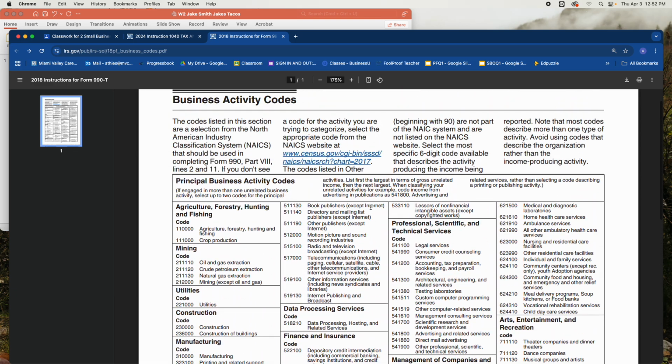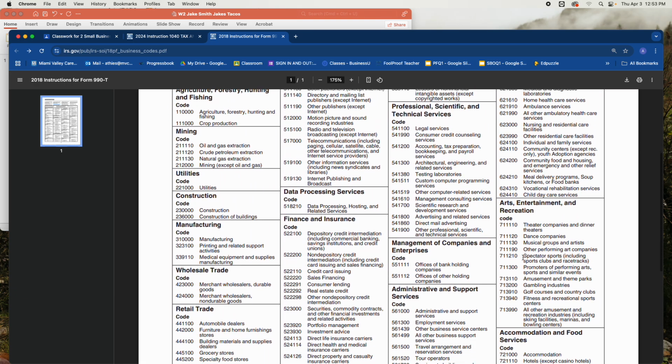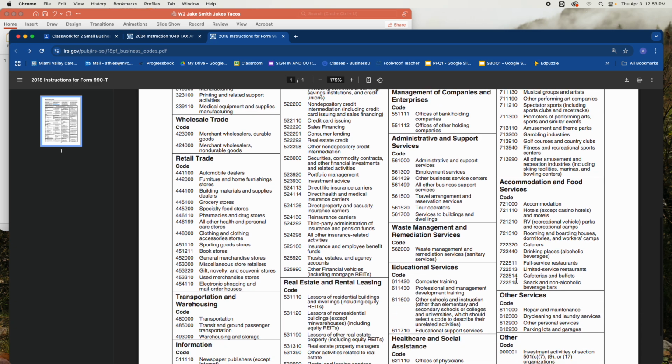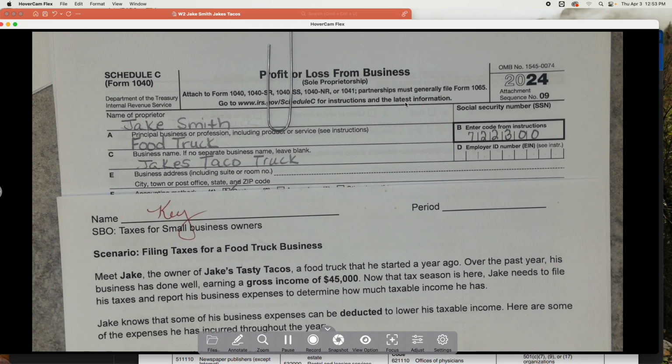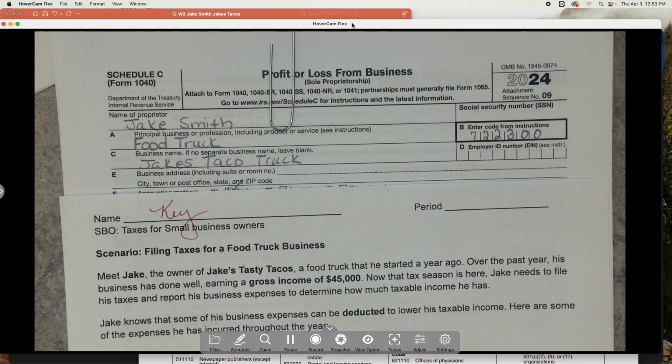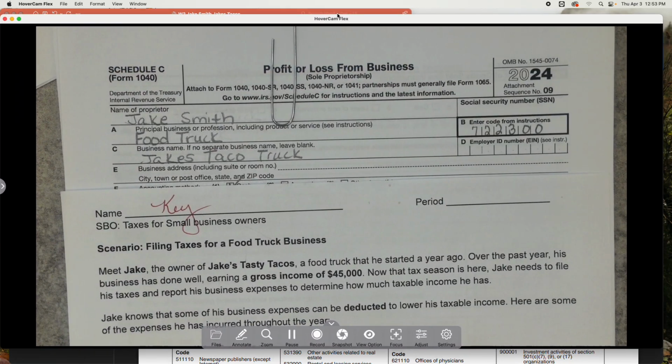So if we go in here, this year, now this was another year, we could go in here and maybe we would consider this a caterer. So we could enter 722320. This was another year, so we did 722300. So again, be very careful about making sure that your codes are correct for the year.